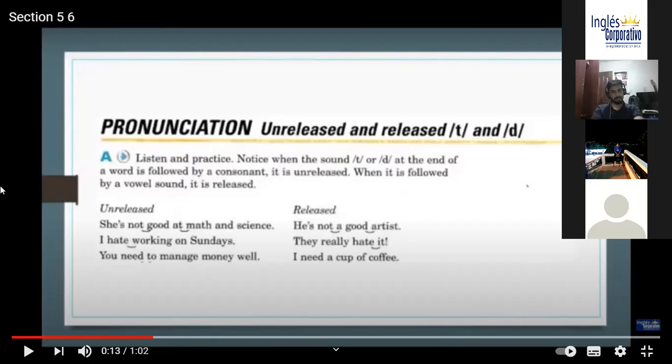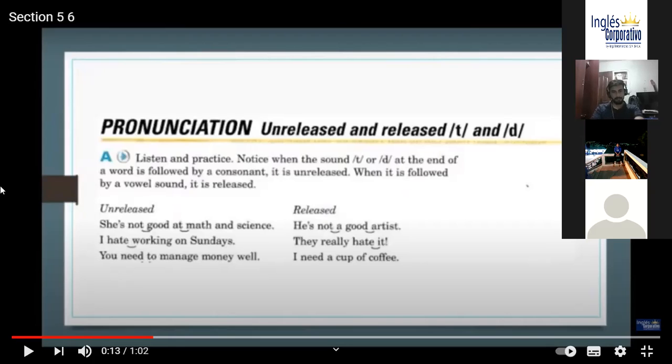What happened with the other one? If we have a consonant, the pronunciation of that phoneme will be unreleased. Let's see how. She's not good at math. If you notice there, the pronunciation of T at the end, not good, it's unreleased. Not good. That means we are not pronouncing that phoneme at all.